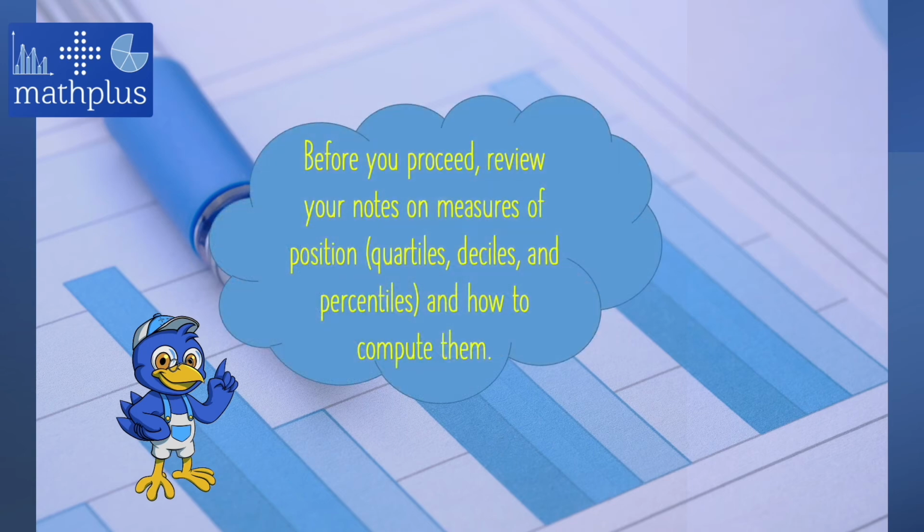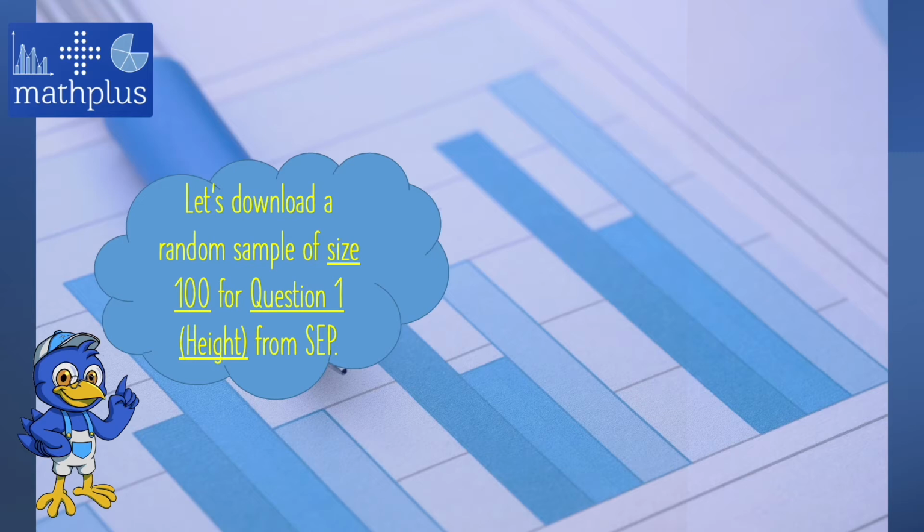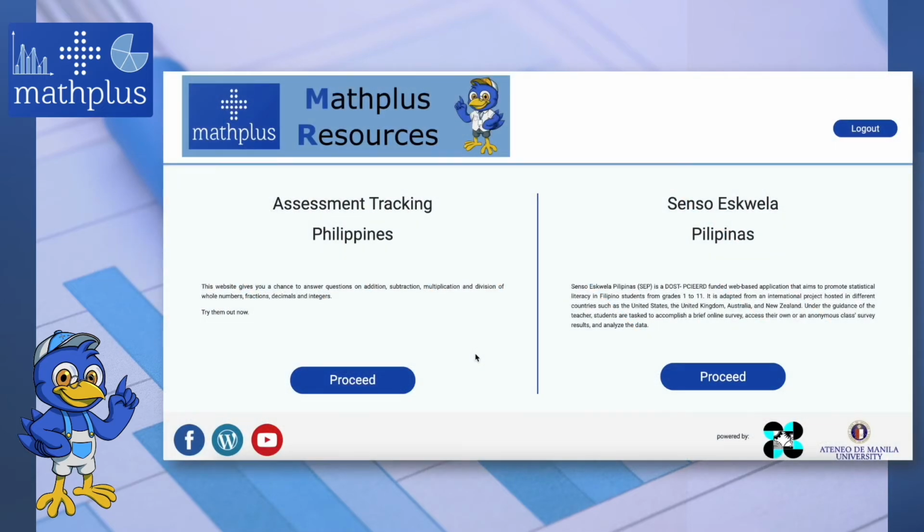Now, before we proceed, it might be a good idea to review your notes on measures of position and how to compute them. Hi again, Banoy. That's right, we'll be downloading a random sample of size 100 for question 1 from the SEP database. Remember that question 1 asked about the height in centimeters of each SEP respondent. Alright, let's go to mathplusresources.com.